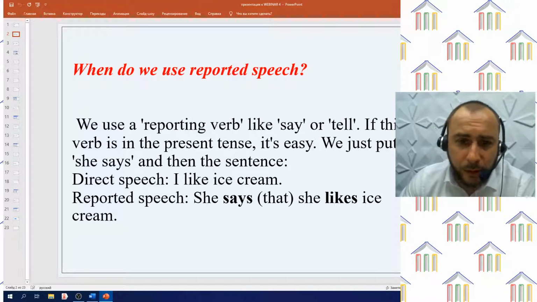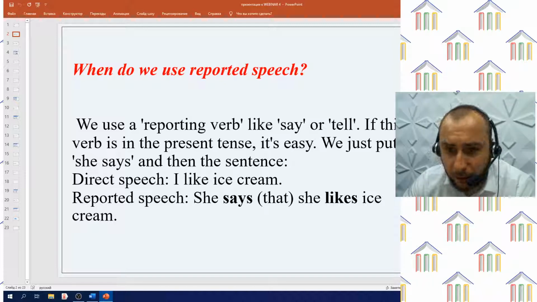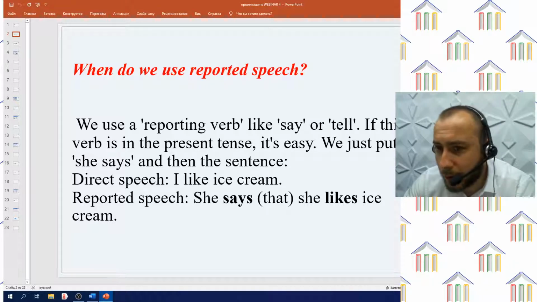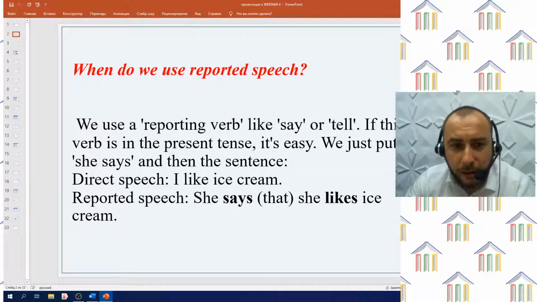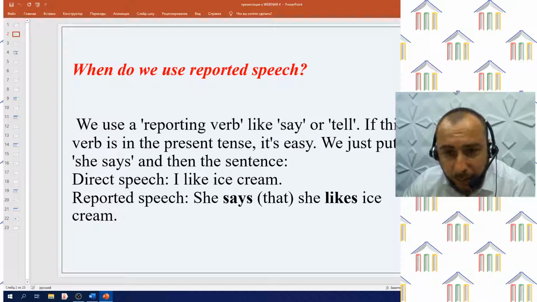When do we use reported speech? Sometimes someone says a sentence. For example, I'm going to the cinema tonight. Later, maybe we want to tell someone else what the first person said. Here's how it works. We use a reporting verb like say or tell. If this verb is in the present tense, it's easy. We just put she says and then the sentence.